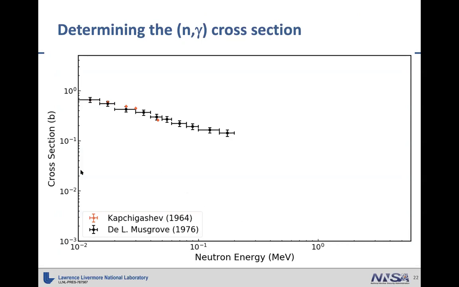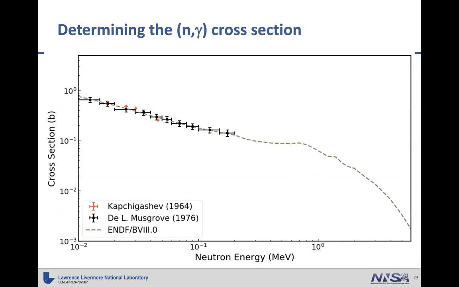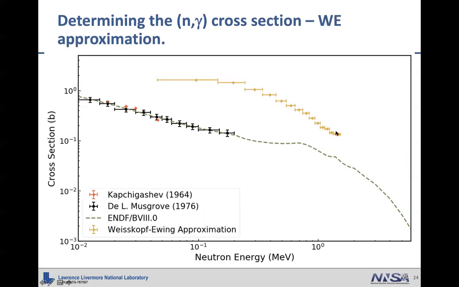So here's the cross-section as a function of neutron energy for molybdenum-96. You can see the data here that existed in the red and black dots. Here's the evaluated cross-section. So it goes through the black dots and the red dots where there is data. This is what evaluated cross-sections do. Outside of this, it depends on systematics. This is the Weisskopf-Ewing approximation.